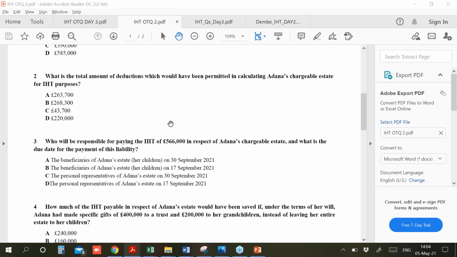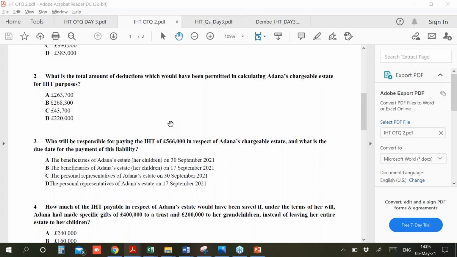Now, guys, before I read the scenario, I would like to tell you that if you have good knowledge of IHT, you can answer at least this MCQ correctly. Why is that? Because there is a standard rule that the IHT of the death estate is paid by the representatives of the person that died. For example, in our case, the IHT will be paid by the personal representatives of Adana. Okay. Now, what is the date of the payment? That is what we have to tell as well.